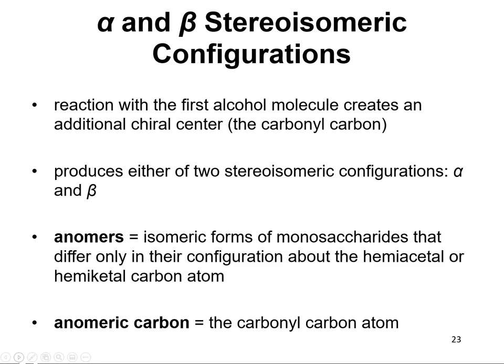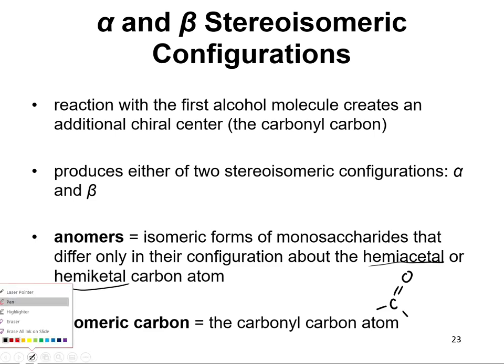So anomers are the isomeric forms of monosaccharides that only differ about that hemiacetal or the hemiketal carbon atom. And I'll show you what that is. The anomeric carbon, which you'll hear that referred to, is the carbonyl carbon atom. So if we're looking at a molecule, this is the anomeric carbon.